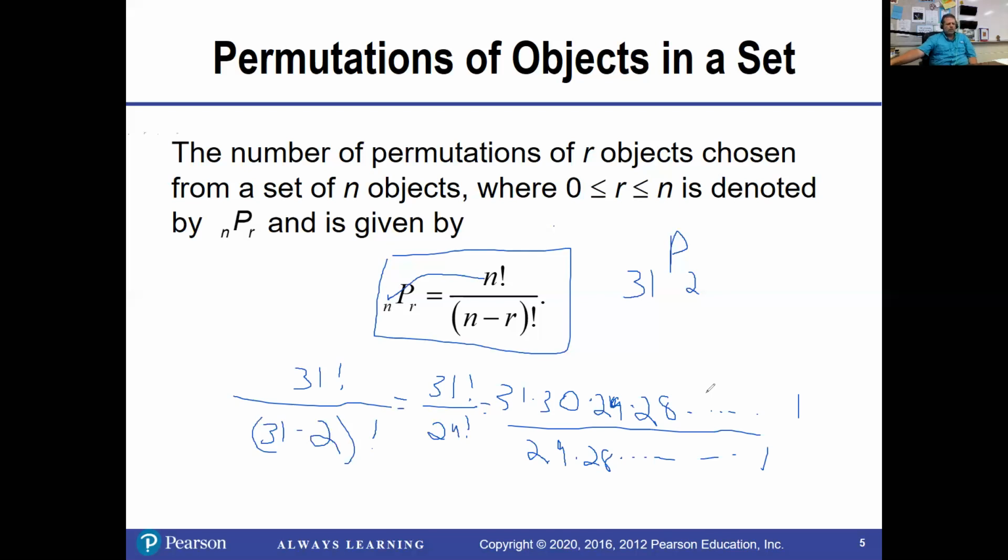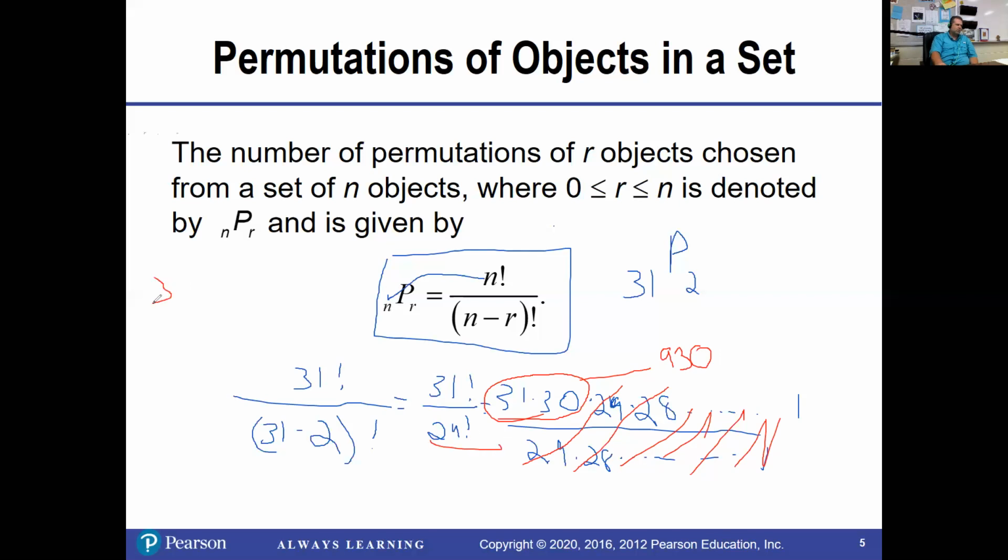Okay? Well, that kind of sucks because that's a huge number. But think of it this way. This 29 crosses out with this 29, and this 28 crosses out with this 28, and so forth all the way down to the 1. So in essence, all you have to do is multiply these 2 numbers. And so what you have is 930 different options.